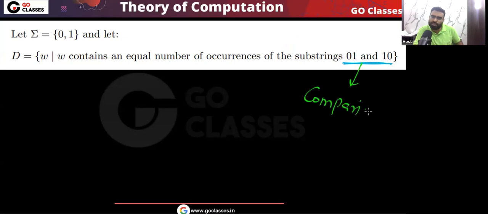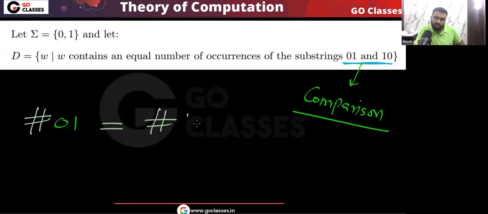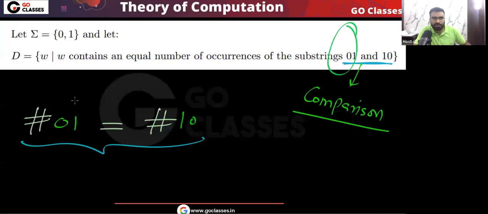So we have to count how many 0 1s we have seen. The number of 01s should be equal to the number of 10s. So we have to count how many 1 0s we have seen and how many 0 1s we have seen. So there is a comparison. Do you agree? Yes or no? We have to count how many 0 1 and how many 1 0 we have seen.